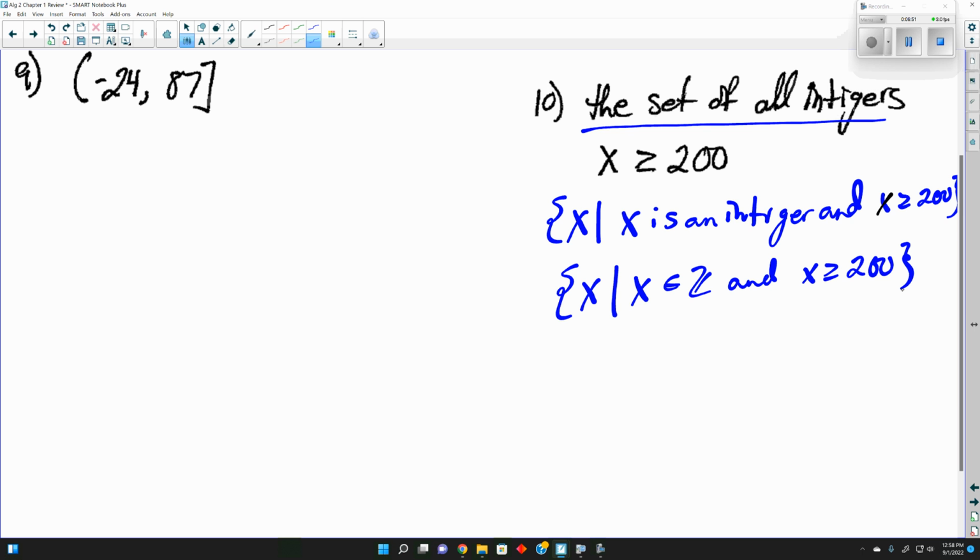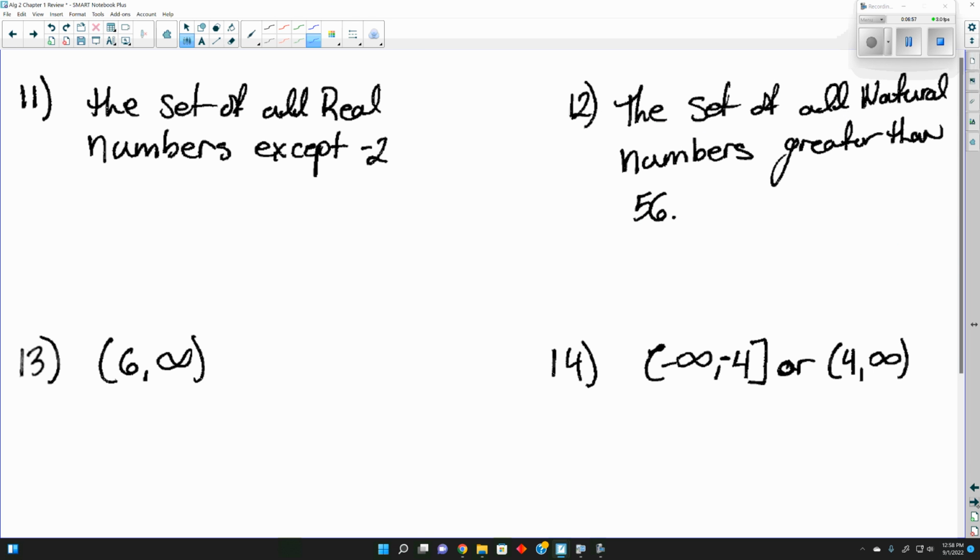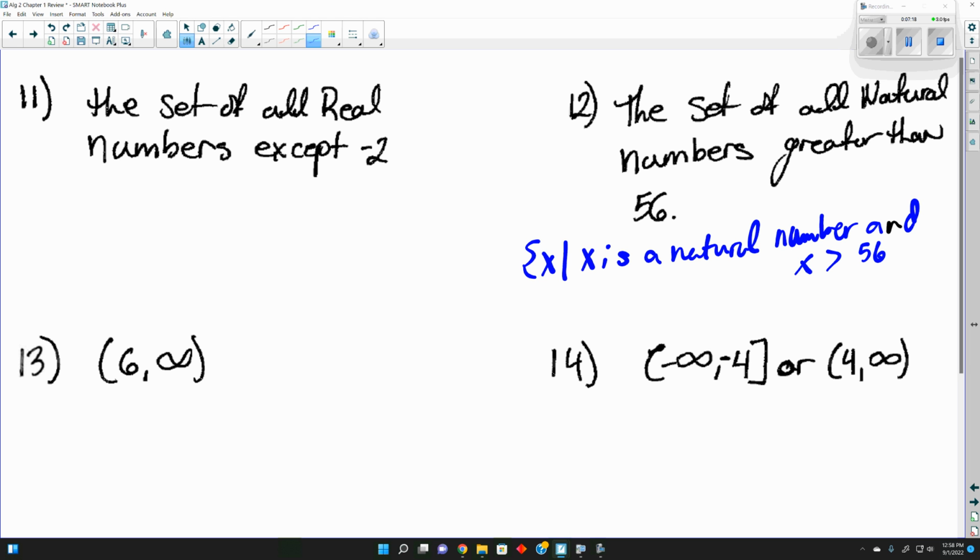Questions on this here? So we want to look at which one? The set of all natural numbers greater than 56. So again, we'll start the exact same way. Brace X bar. X is a natural number. And, well, I ran out of room. We'd write that as one line.